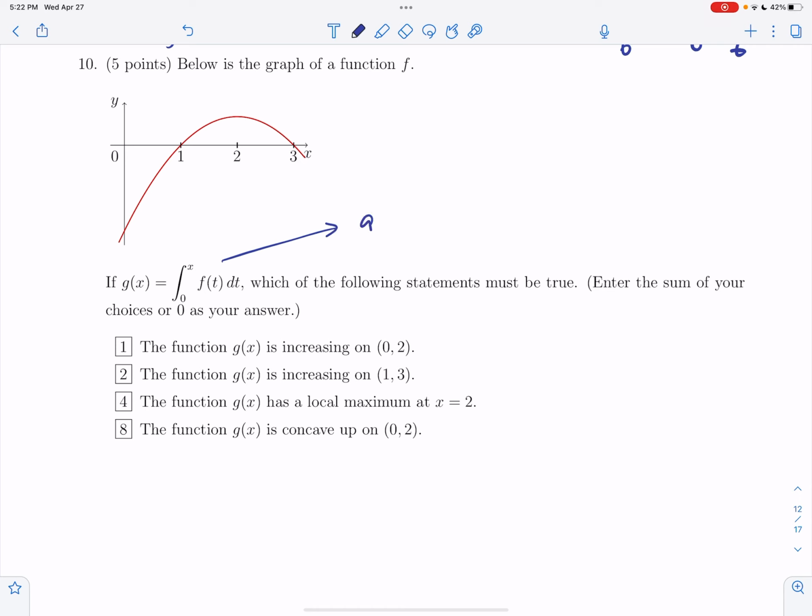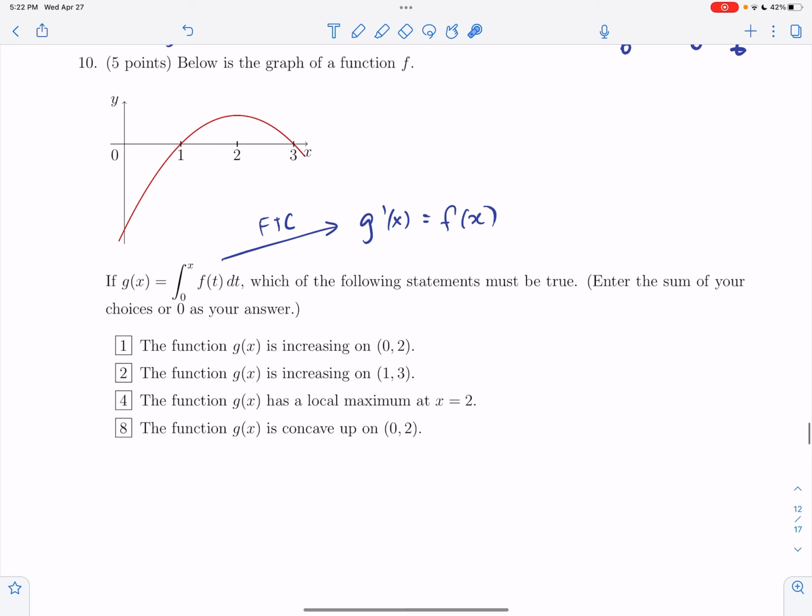Also, you do have that g prime of x by FTC. Since f is continuous, you can see the graph of f, it's continuous. You have that this is f of x. Okay? So g prime is given by f of x. So the question, part 1, is the function increasing on 0, 2? If the function's increasing on 0, 2, you can word this in other ways. That is, is g prime of x positive? And g prime is f, but f is negative on 0 to 1. So the answer is no.